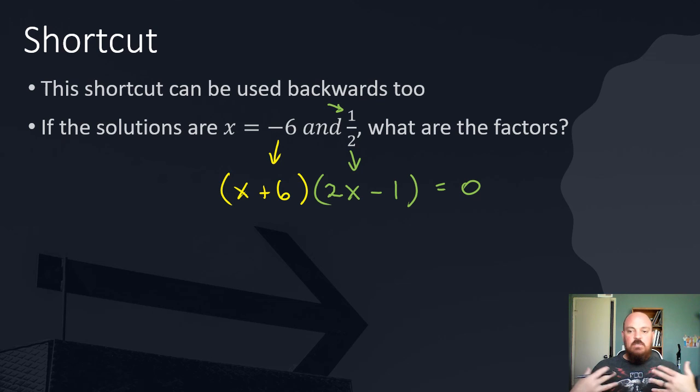And basically what we're doing is we're taking these factored equations, and by understanding the relationship between factors and solutions, we are able to work them forwards or backwards. Because if you have one, you automatically have the other. If you have the factors, you can easily get the solutions. And if you have the solutions, you can easily get the factors.